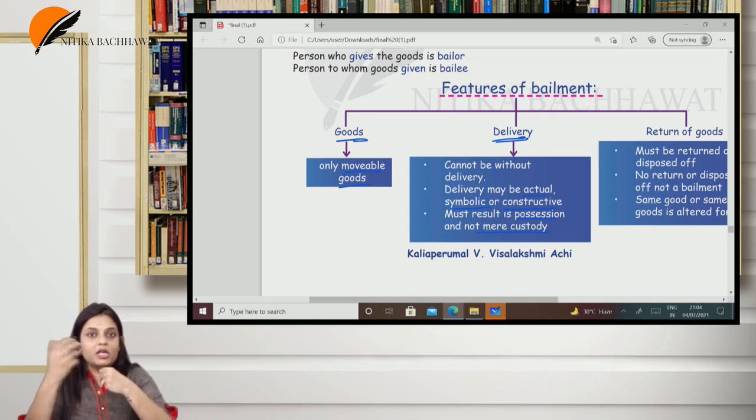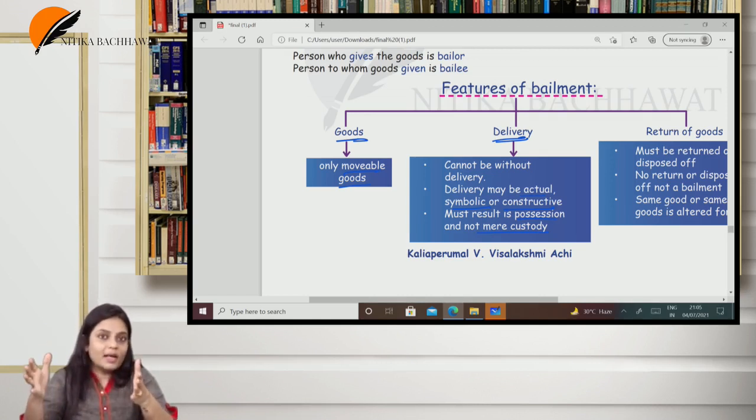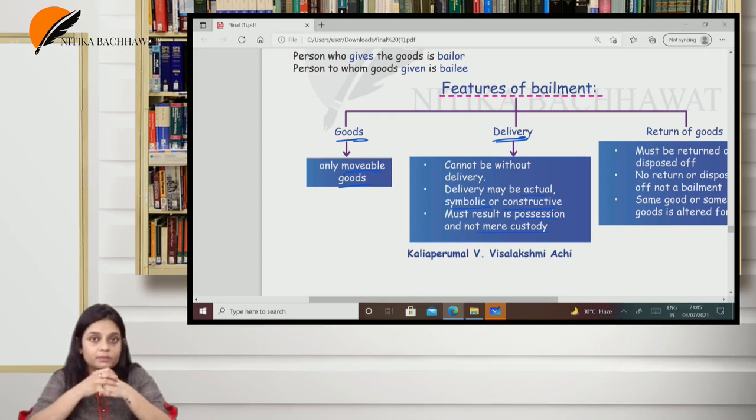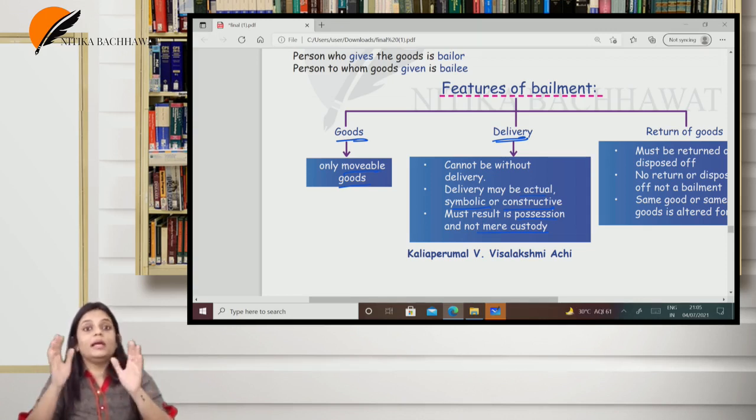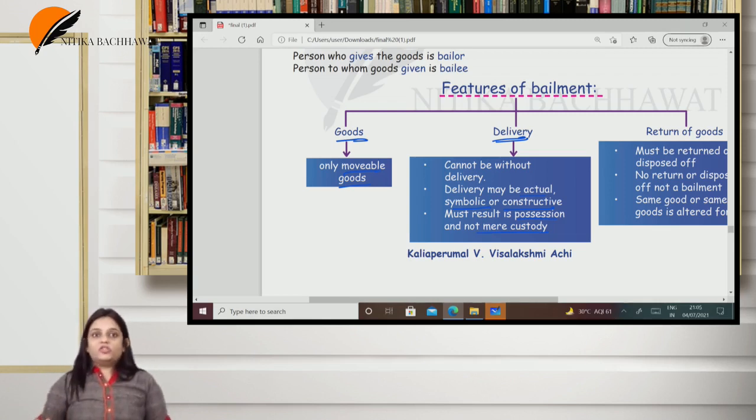What is this possession and not just custody? When you park on the roadside, it is not bailment, because the keys are with you. The possession is not given to the other person, right? Whereas when you go for valet parking, they have the car keys with them. They have the possession of the goods, not just custody, right?